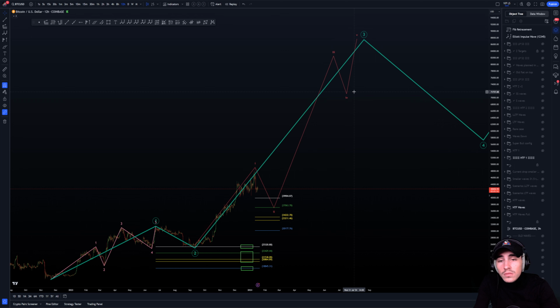If now we bounce from here in all these targets, we go for the wave 5. You place your extension tool from the wave 1 root to the wave 1 top to the wave 4 bottom, and add the following targets: 618, 120 extension, 1618, 2618, and here are your wave 5 targets.